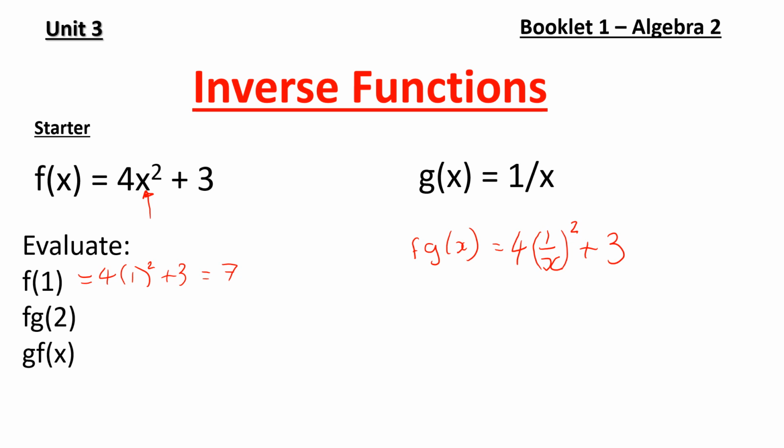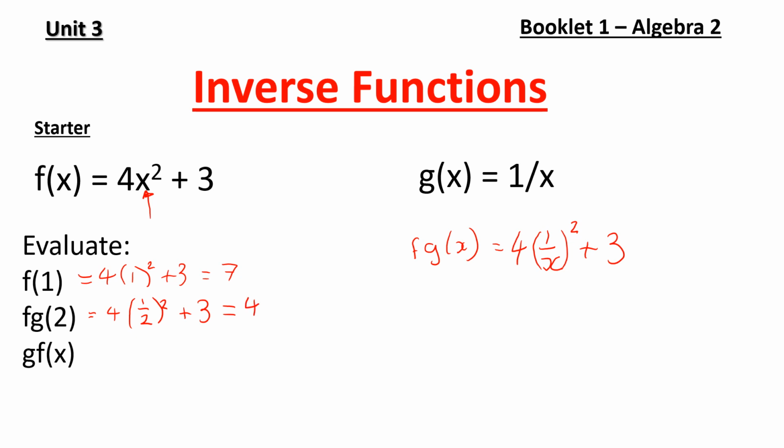So now that I've written down what fg of x is, I can now work out what fg of 2 is. So it's going to be 4 brackets 1 over 2, so I'm replacing that x with the 2, squared add 3. So half squared is a quarter, 4 times a quarter is 1, 1 add 3 is 4.